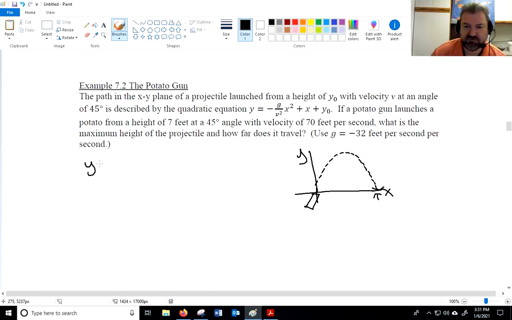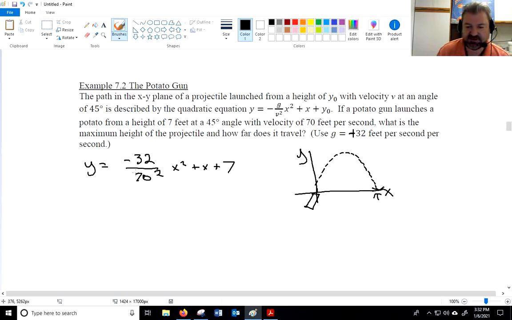So we're just going to use the equation. We're going to be using gravity in feet per second squared, so a little different number here. Oops, sorry for that typo. Either this needs to be negative or that needs to be negative, but not both. So it should be a negative 32 divided by the velocity of what it was launched at, 70 squared, x squared plus x plus the initial height.